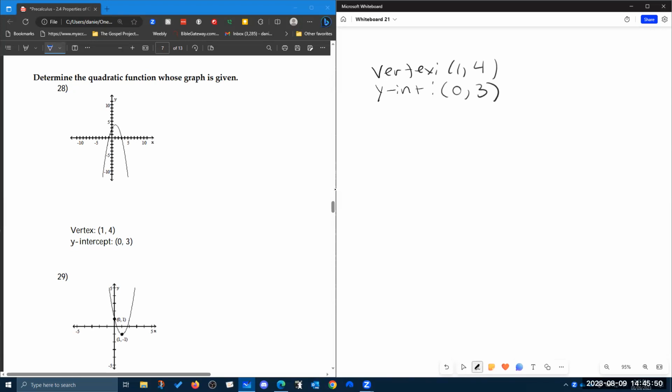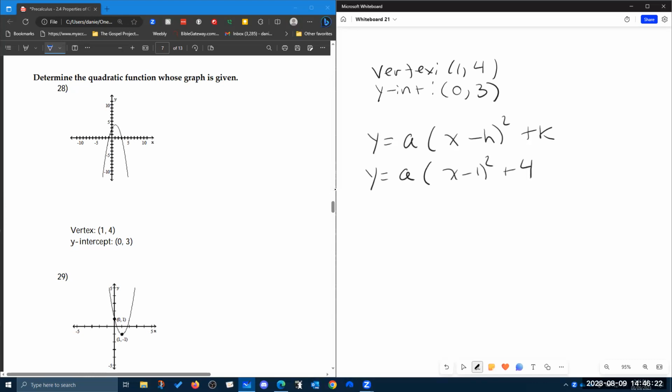We could be given any point. We don't have to be given the y-intercept, though the y-intercept is one of the easiest points for us. So we have y equals a times (x minus h) squared plus k. Y equals a times (x minus 1) squared plus 4.